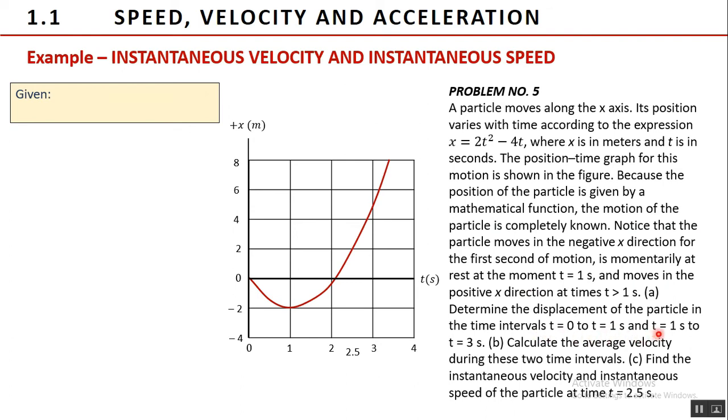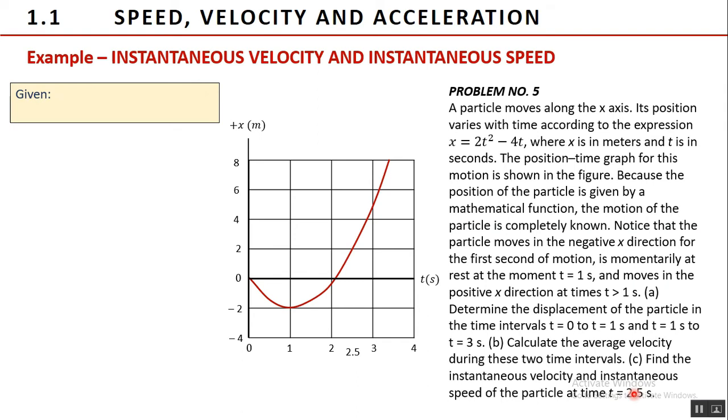Letter B. Calculate the average velocity during these two time intervals. Letter C. Find the instantaneous velocity and instantaneous speed of the particle at time 2.5 seconds.